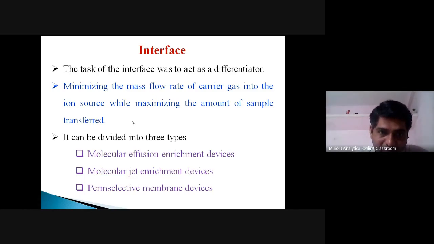So there are three types of interface in GCMS. First one is the molecular diffusion enrichment device. Second is the molecular jet enrichment device, and third is the selective membrane device. So these are the three devices you can use for GCMS. Now let's see them one by one.